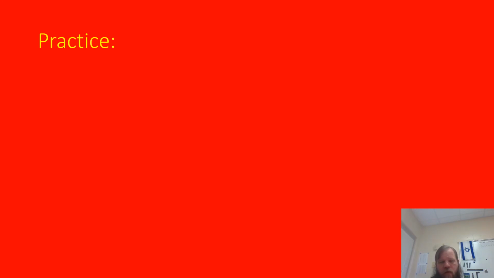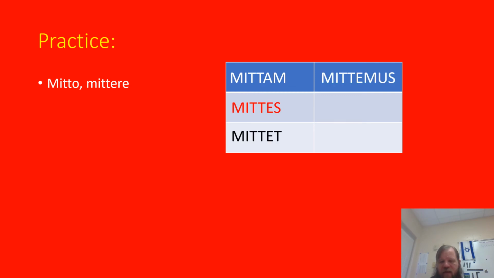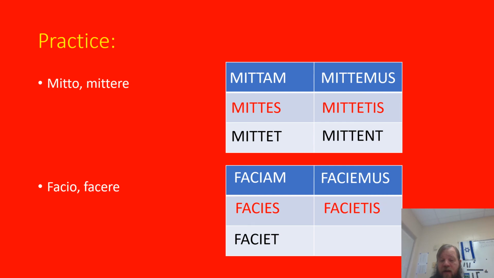So again, mitto, mittere. Take a moment, write them out. You're going to take mitto minus the o, and then add your endings am, es, et. Mittam, mittes, mittet, mittemus, mittetis, mittent. For a third IO, facio, facere. Again, pause it, write them out, and I'll show you the answers. Faciam, facies, faciet, faciemus, facietis, facient.